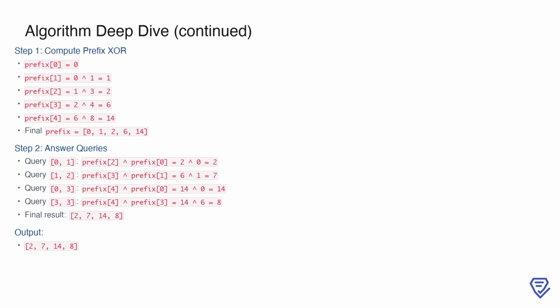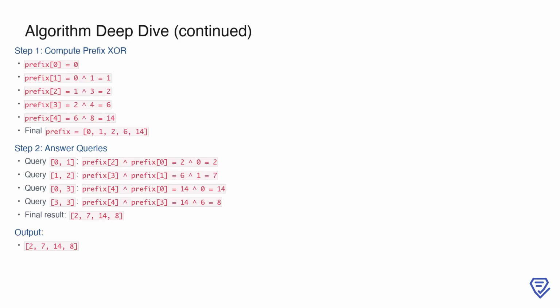Suppose the input array is ARR equals 1, 3, 4, 8, and the queries are [0, 1], [1, 2], [0, 3], [3, 3]. First, we compute the prefix XOR array. Starting with prefix 0 equals 0, we calculate each subsequent value. Prefix 1 equals 0 XOR 1 equals 1, prefix 2 equals 1 XOR 3 equals 2, prefix 3 equals 2 XOR 4 equals 6, and prefix 4 equals 6 XOR 8 equals 14. The final prefix array is 0, 1, 2, 6, 14.